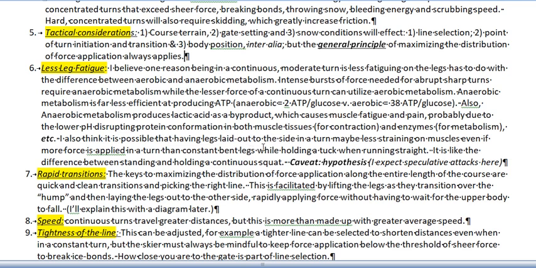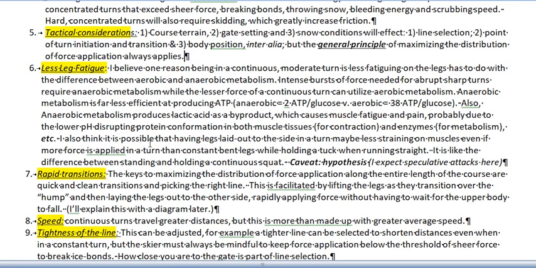not metabolizing properly. Okay. So you disrupt protein conformation in both muscle tissue for contraction and enzymes for metabolism. Any sort of proteins. There are all sorts of proteins you need.